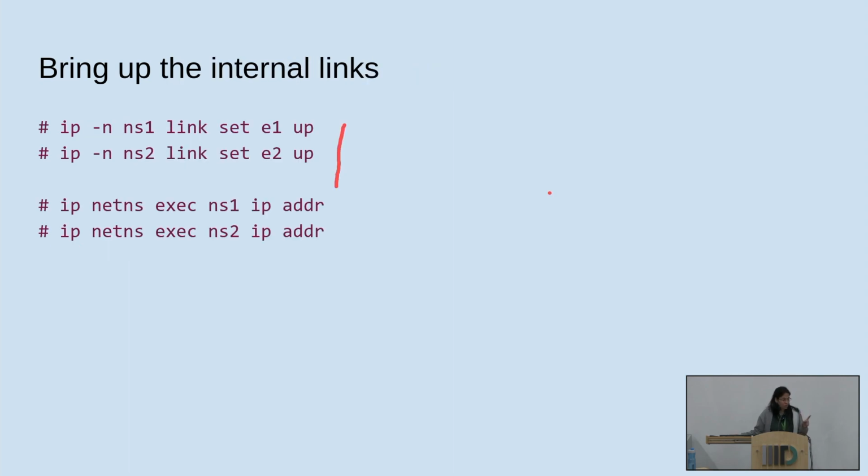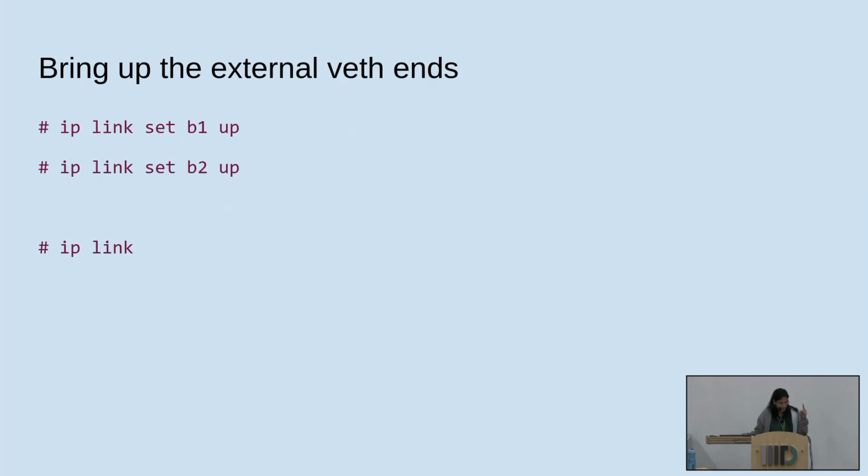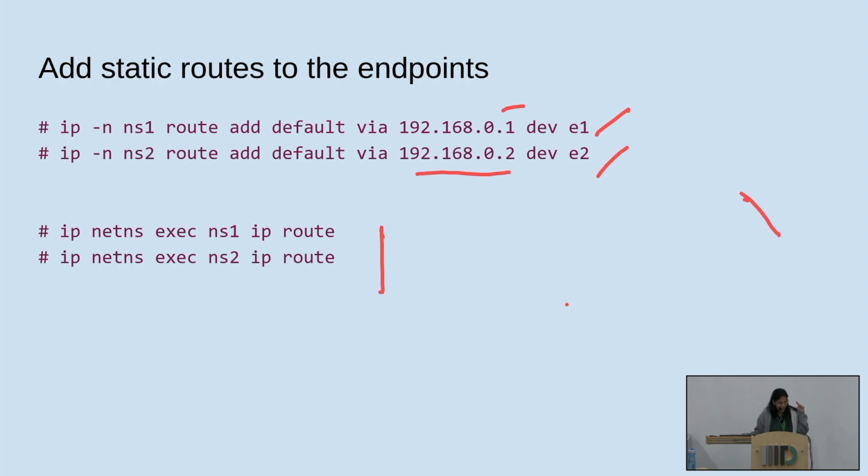So what we did was E1, E2 up in individual namespaces, then B1 up and B2 up, then add these IP addresses, add the routes for NS1 and NS2, individual E1, E2. Can you check if the routes are added correctly in NS1 and NS2? That side ping is not working for me.